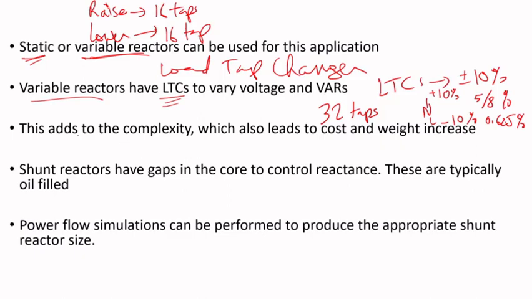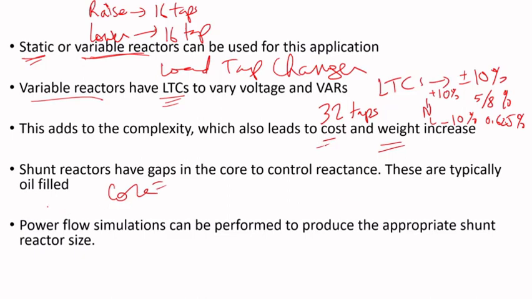But the problem is this adds to the complexity, which obviously leads to cost increase and also weight increase, because you're going to have a load tap changer, you're going to have extra turns. So you have to account for all that and make sure it's designed properly. Shunt reactors have gaps. Basically the core of the shunt reactor has gaps to control the reactance.